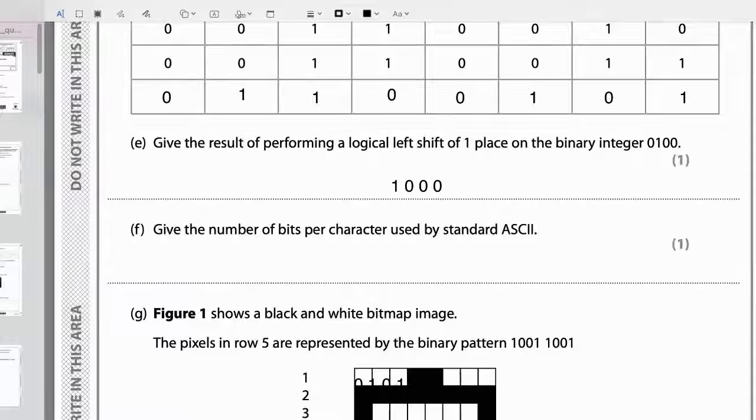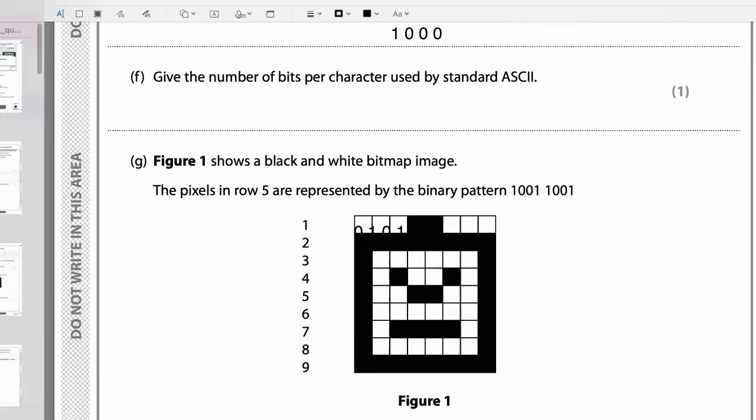Now just be careful with a question like this that you don't write down what's actually happening. That's not what you're asked to do. You're just asked to give the result. You're just asked to actually do the left shift, not describe what's happening. So don't bother describing what's happening. Just do the shift. F. Give the number of bits per character used by standard ASCII, which is, of course, 7 bits. And that gives us up to 128 characters.